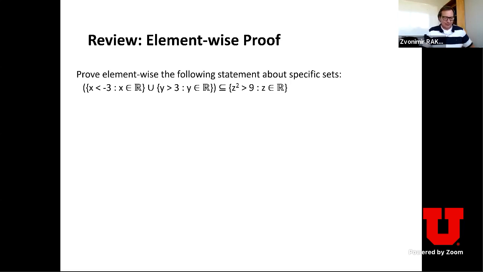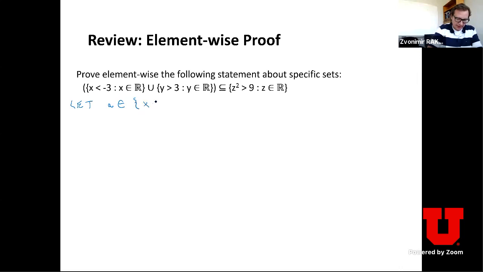So let's do this element-wise proof. We want to prove that this union is a subset of this set on the right. How do we prove that something is a subset? If we pick an element of the set on the left, we have to show that that element is also an element of the set on the right. In this case, let's assume that we have some a that is an element of this union on the left.